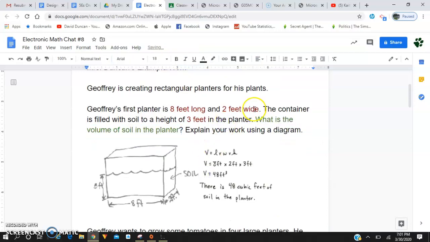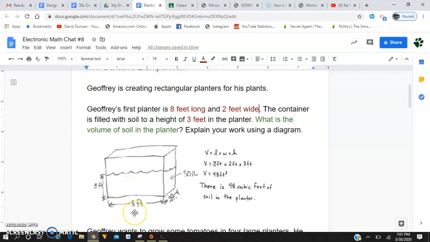There we go. So in this problem, the information that I need to solve is jumping right out at me. I have a planter that's 8 feet long, 2 feet wide, and it has soil in it that's 3 feet tall. I need to figure out what the volume of the soil is, and then explain your work using a diagram. Before I tell you how I solved this problem, I drew this out on my own, took a picture of it, uploaded it, copied and pasted it into this Google Doc.